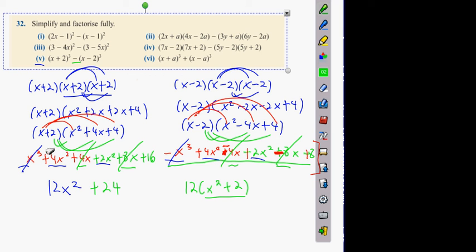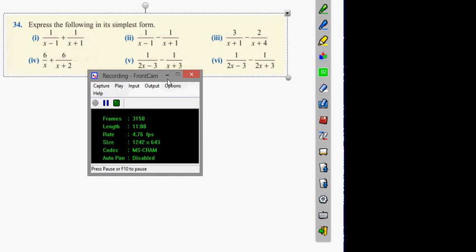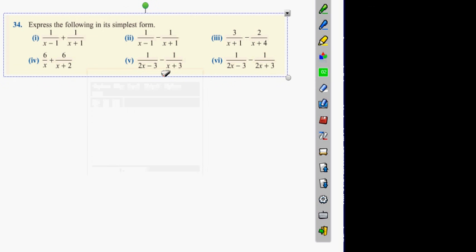Okay. What's the next question we got? 34. Express the following in its simplest form. Which ones are we doing? Part 3. And the other ones? Part 3 and the other ones? I was pretty sure it's last to do part 6 and the other ones.